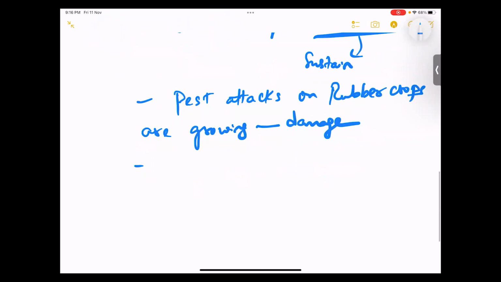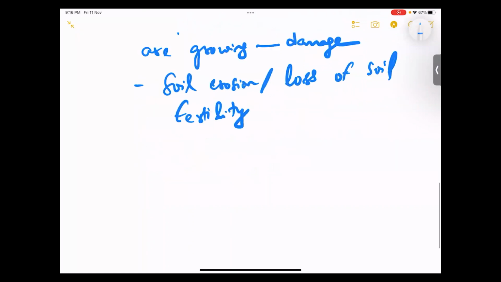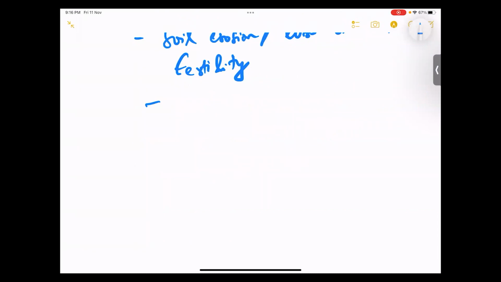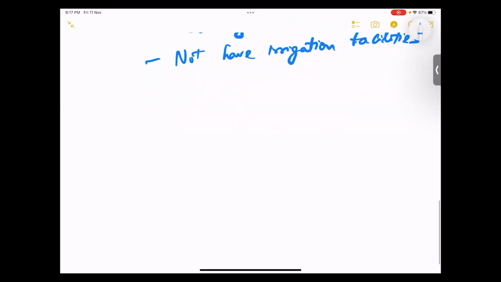And then soil erosion, loss of soil fertility. And then you can talk about not having irrigation facilities. Okay. Any other reasons which you remember, you can write.